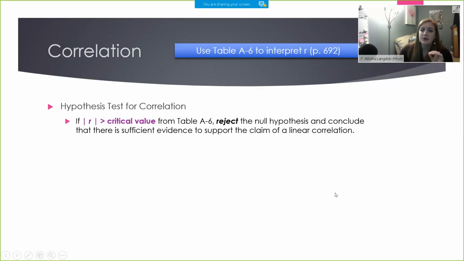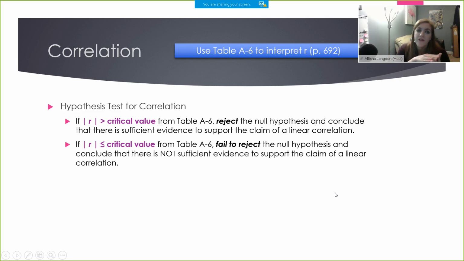And we can have two conclusions here. We look at the absolute value of R, meaning the positive value of R, and we compare it with the critical value. If your R is greater than the critical value you found in the table, we're going to reject the null hypothesis and conclude that there is a linear correlation. Rejecting the null hypothesis is good because it means there is sufficient evidence to support that these two variables have a linear correlation. Okay, you can create that straight line between the two.